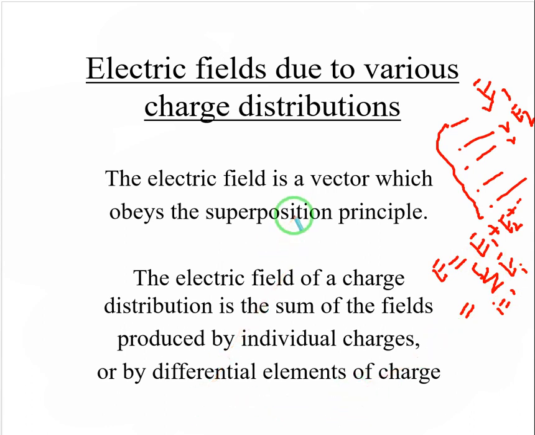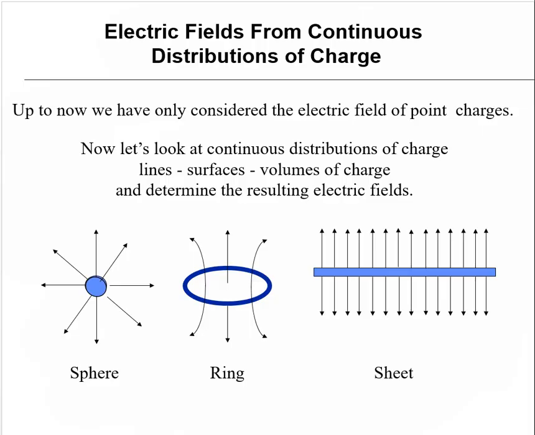So once we have a number of charges, we will have a number of electric fields, and in the end, as the result, we will add all the electric fields produced by the number of charges. Now coming to the electric fields from continuous distribution of charge. Up to now we studied a point charge. Now we are talking about continuous distributions of charges. Up to now we have only considered the electric field of point charges, so now let's look at continuous distributions of charge: line, surface, volume and so on.